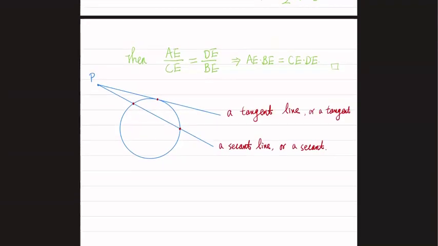What's secant? Secant, so this is the English word for cut. It's like we cut the disk over there, cut line.